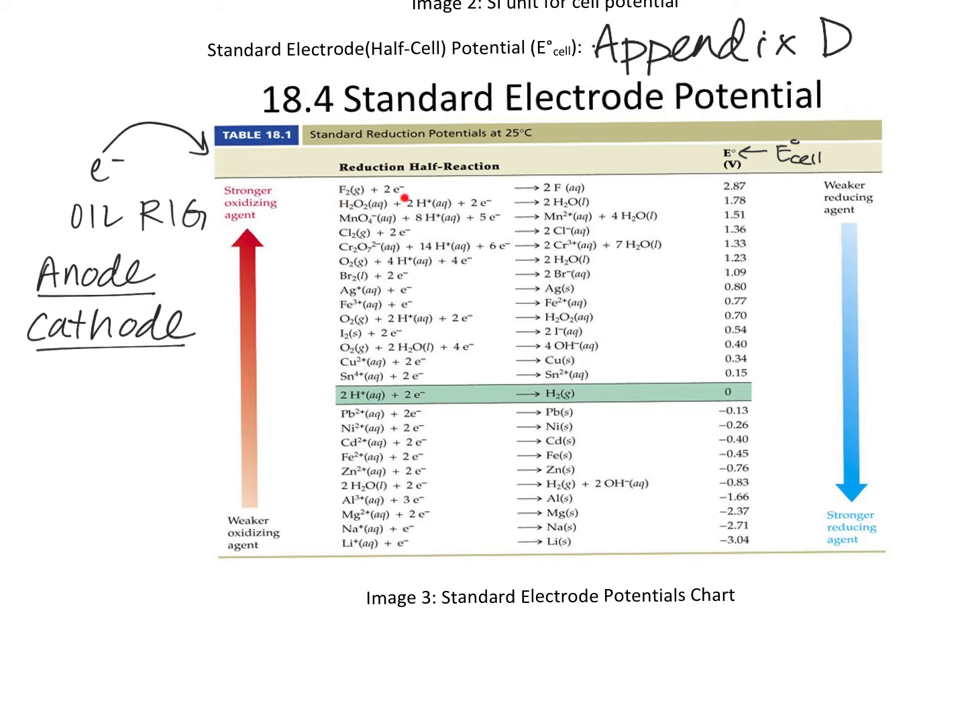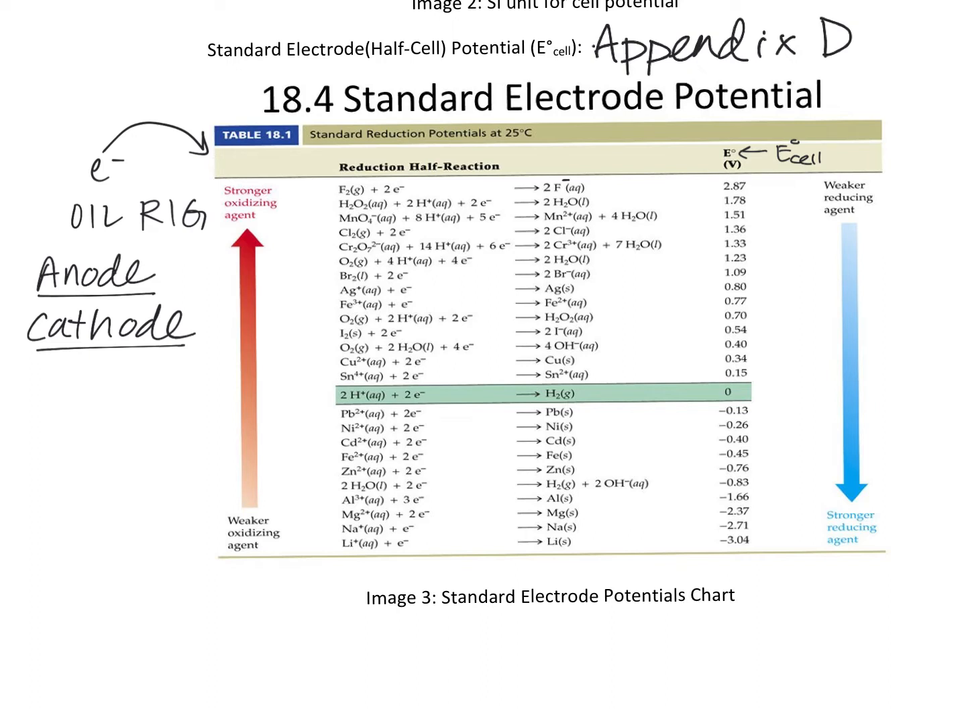So if you compare fluorine, so the reduction of fluorine gas to fluorine in an aqueous solution, and I think this is actually not showing the negative that's right here. It's just hard to see. But if I compare the fluorine half reaction to the hydrogen half reaction, essentially if I put these two half reactions together to make an overall redox reaction, the difference between the two is 2.87 compared to 0.